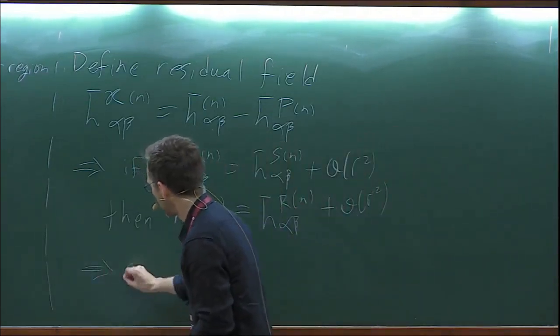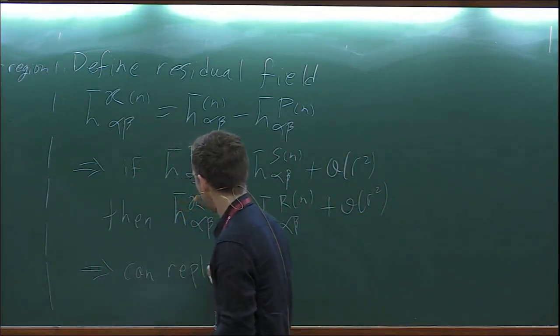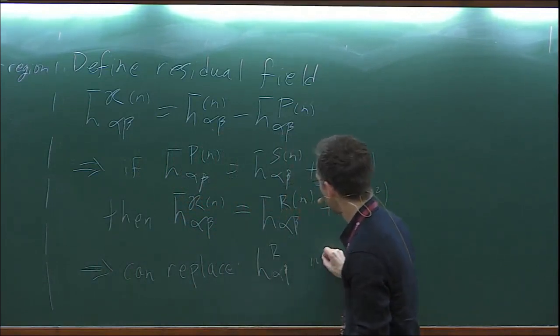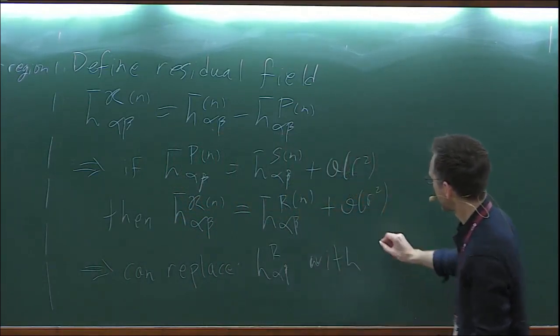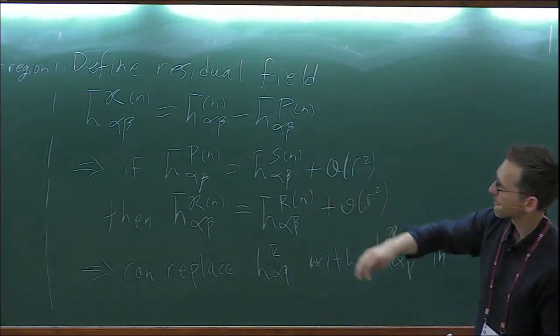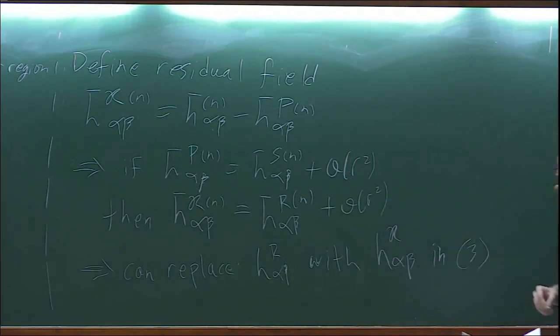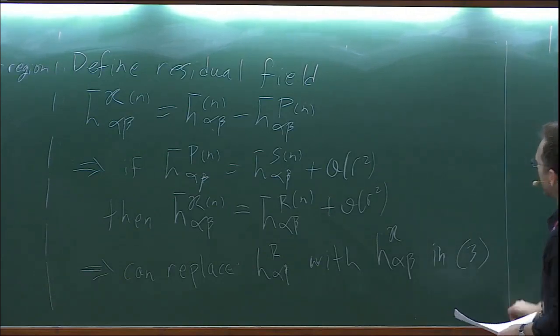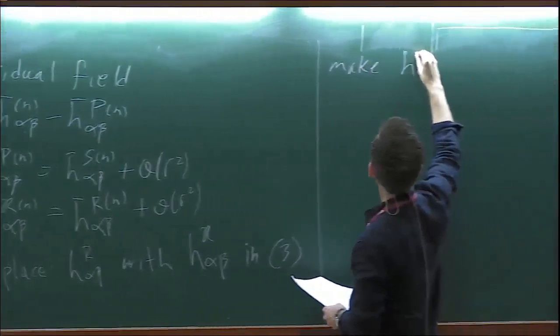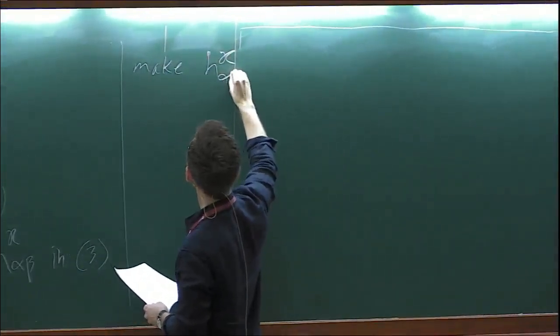we can replace HR with H residual in the equation of motion 3. So this residual field determines how the world line is accelerating. Now let's make this residual field our numerical variable. So we solve for the residual field rather than the full field.